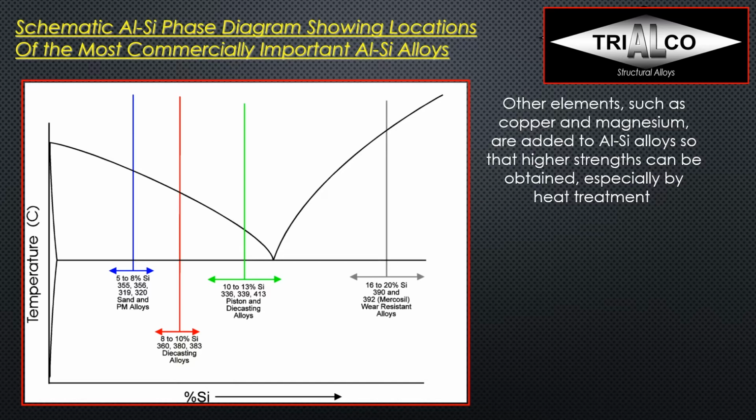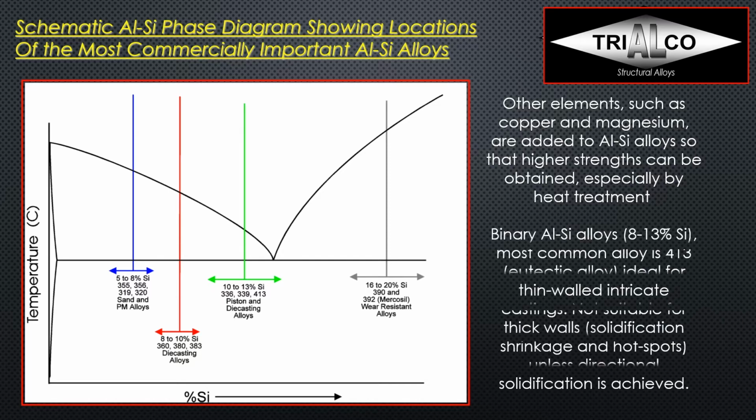And then we have pretty much nothing until we get to far hyper-eutectic, so in the range of 16 to 20% silicon, and that's where we have the 390 type alloy with some variants like the 392, the Mercosil. They are used for high wear resistance.